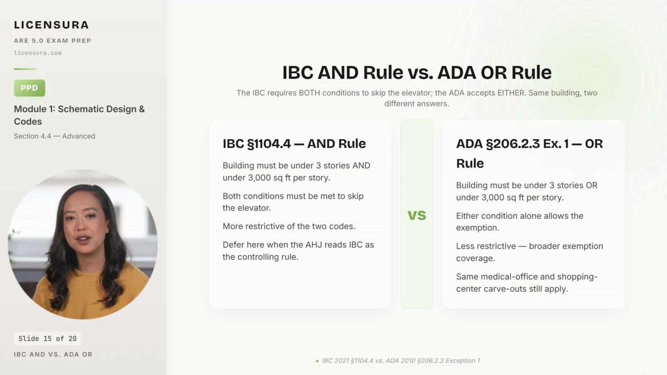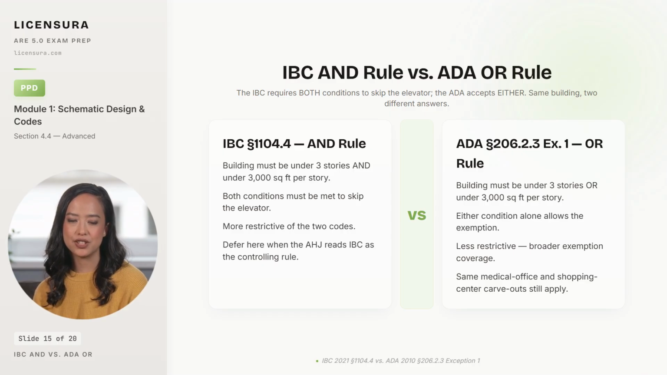IBC section 1104.4 uses and. The building must be under 3 stories and under 3,000 square feet per story to skip the elevator. That is the more restrictive reading. ADA section 206.2.3 exception 1 uses or. The building must be under 3 stories or under 3,000 square feet per story. Either condition alone qualifies. That is the broader reading.